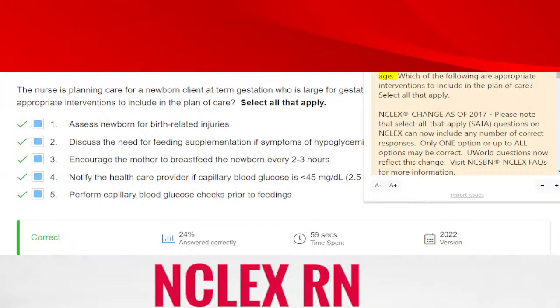The nurse is planning care for a newborn client at term gestation who is large for gestational age. Which of the following are appropriate interventions to include in the plan of care? Select all that apply. NCLEX changes of 2017: please note that select all that apply (SATA) questions on the NCLEX can now include any number of correct responses.